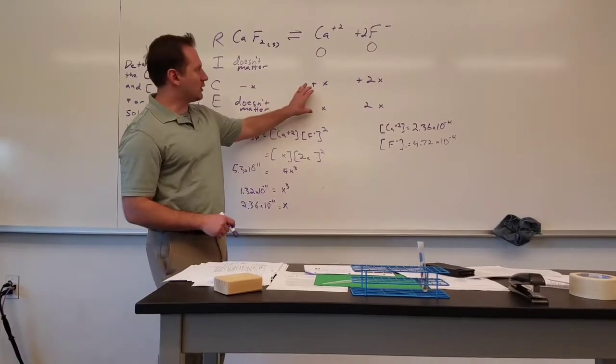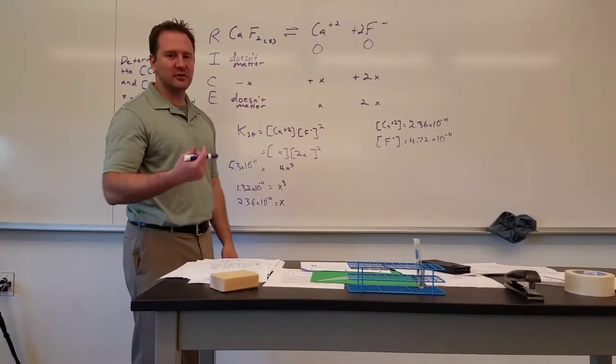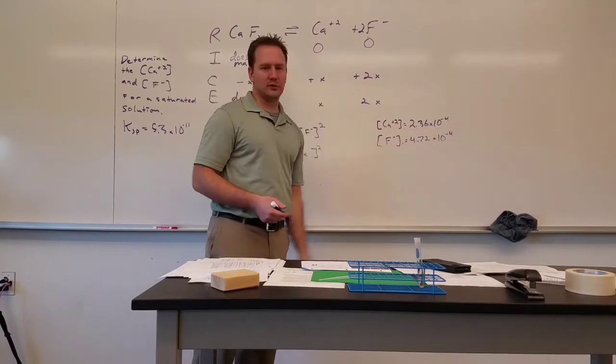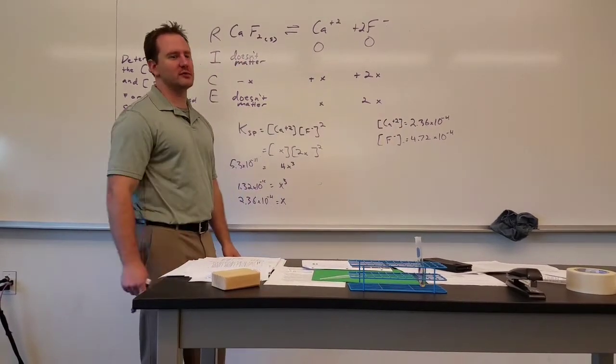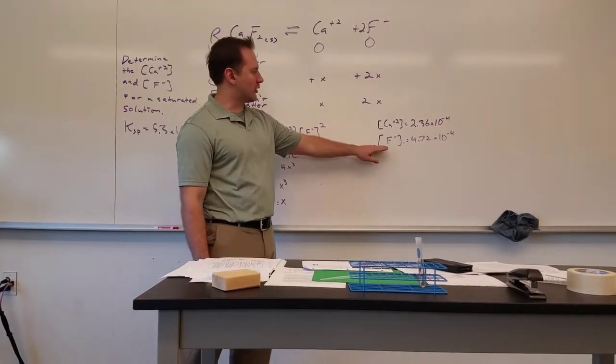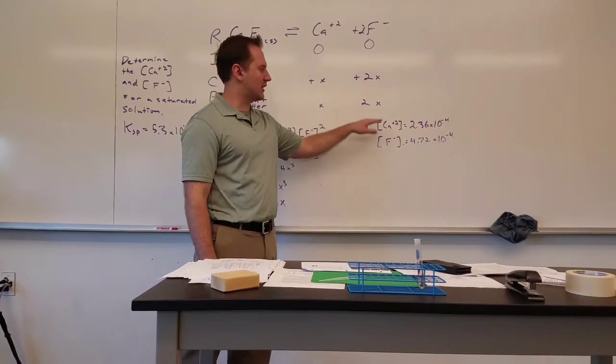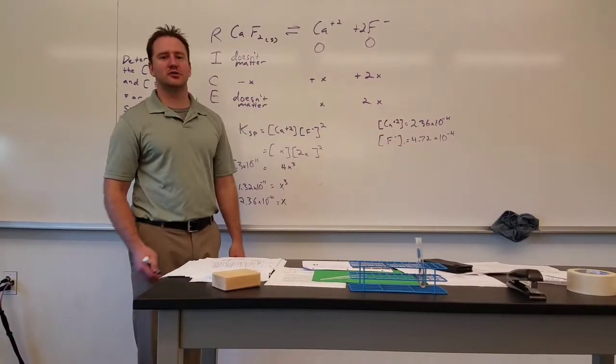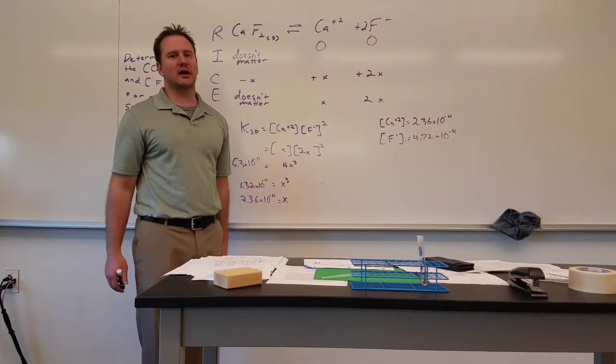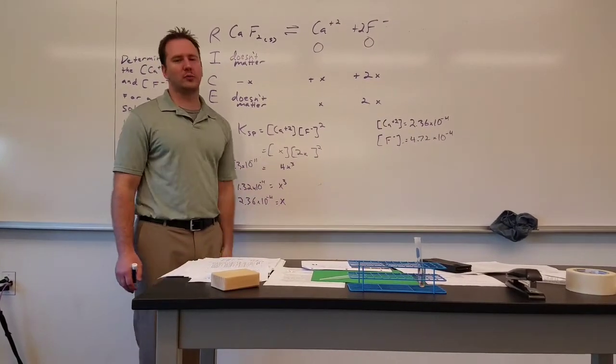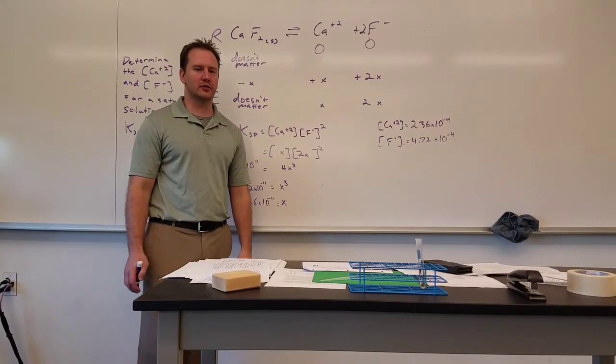So if at equilibrium we use X to represent calcium, that means our calcium concentration is going to be equal to what X was, which is 2.36 times 10 to the negative 4. And since the fluoride ion concentration is going to be twice that value, we can say that the concentration of fluoride ions in a saturated calcium fluoride solution would be 4.72 times 10 to the negative 4.